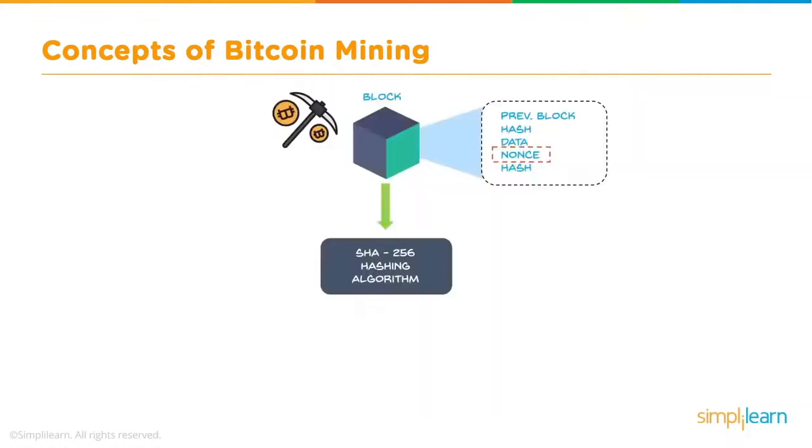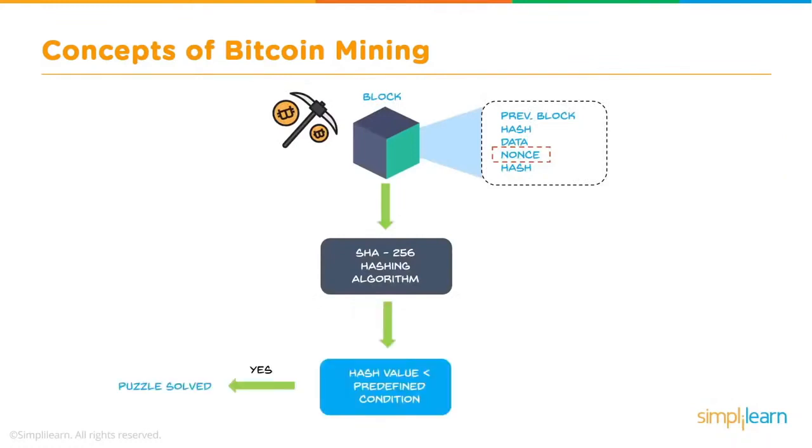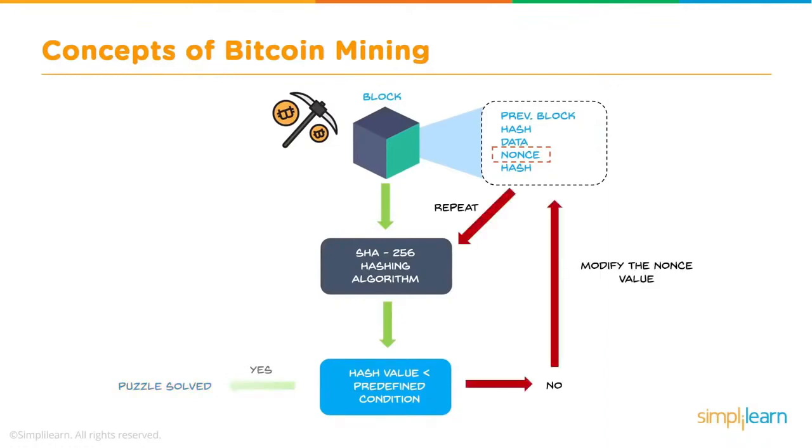Now, in order to generate the hash, you use the SHA-256 hashing algorithm. You define the hash value. If it is less than the defined condition, the target, then the puzzle is deemed to be solved. If not, then you keep on incrementing the nonce value and repeat the SHA-256 hashing function, passing in the nonce value, and you generate the hash value again. You keep doing this until you get a hash value which is less than the target.